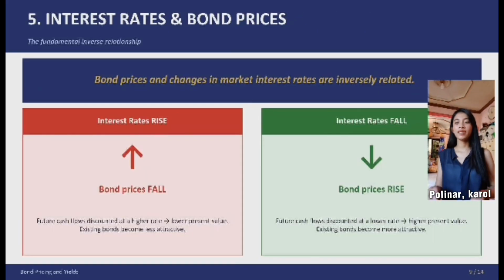The next slide explains the relationship between interest rates and bond prices. They are inversely related, which means when interest rates rise, bond prices fall. This happens because existing bonds become less attractive compared to new bonds with higher interest rates. On the other hand, when interest rates fall, bond prices rise because existing bonds become more valuable and attractive to investors.